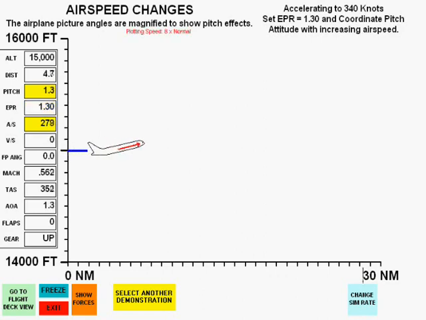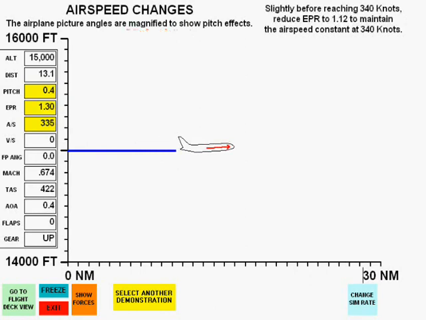Note that as the airspeed is increasing, the pitch attitude must be decreased along with the airspeed change. And slightly before reaching 340 knots, we will reduce the EPIR to its final value of 1.12 to maintain the airspeed constant at 340 knots.